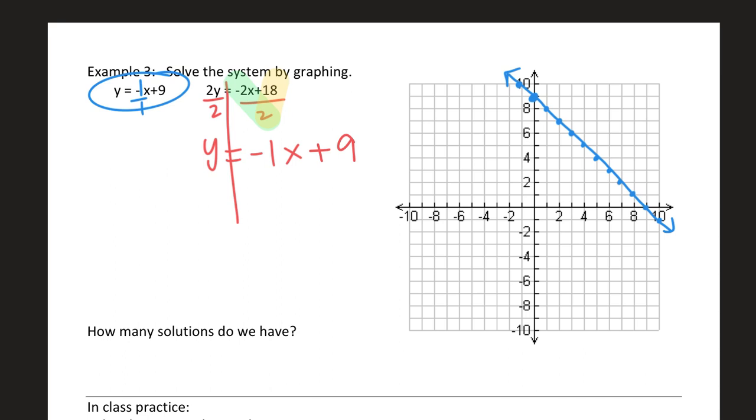We're going to begin at +9, and we're going to count our slope, which is -1, or -1/1. So I'm going to go down 1, right 1. Down 1, right 1. Wait a second. This is exactly the same line. These two lines are lying one on top of the other one, which means all of the points are where they are crossing. And in math, we call that, if you want to write the fancy symbol, infinitely many solutions.